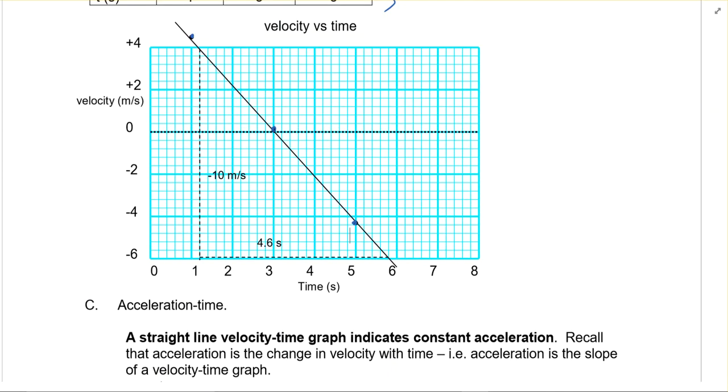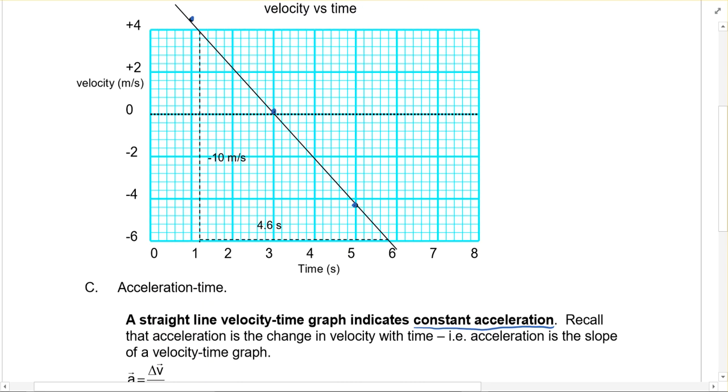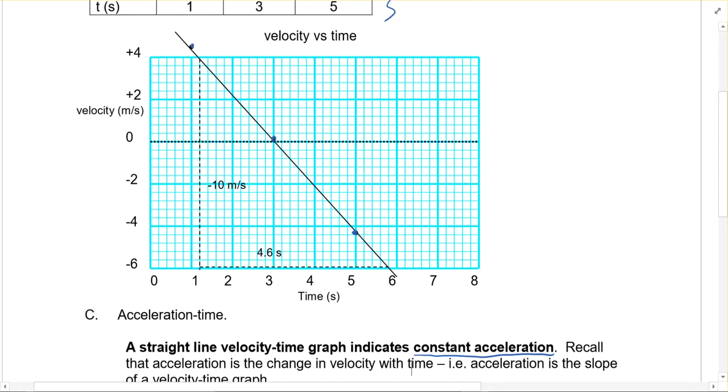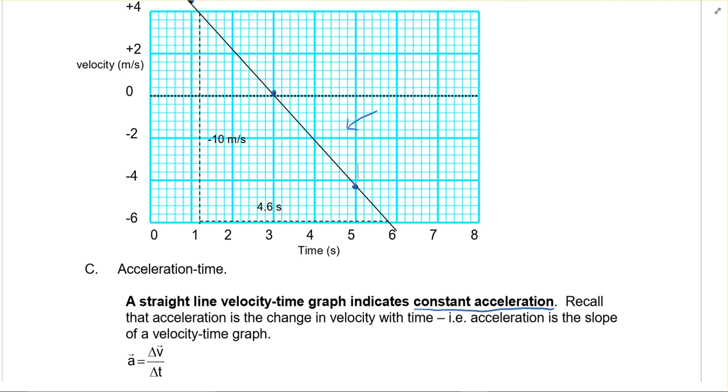So a straight line on a velocity time graph indicates that you have a constant acceleration. That's going to be important. You need to be able to see these graphs, like a velocity time graph, and know what it means if you have a straight line, and know what it means if you have a horizontal line. We'll go through that a bit more at the end, but that's the thing we just learned right now: straight lines mean it has a constant acceleration.